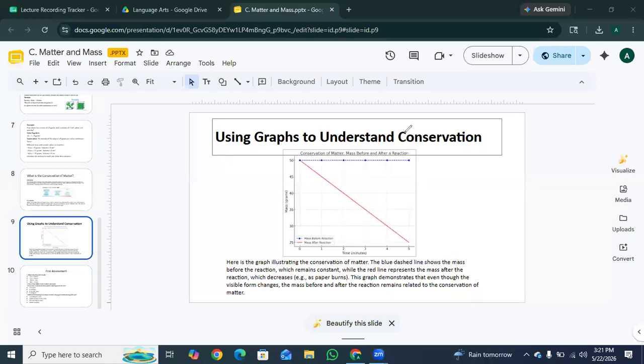So this is a graph to understand conservation. Here's a graph illustrating the conservation of matter. The blue dashed line shows the mass before the reaction, which remains constant, while the red line represents the mass after the reaction, which decreases, for example, as paper burns. Okay? This graph demonstrates that even though the visible form changes, the mass before and after the reaction remains related to the conservation of matter. Okay?